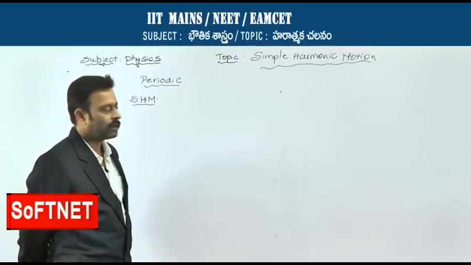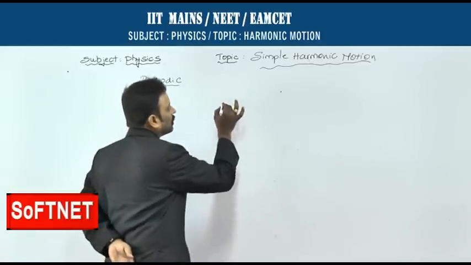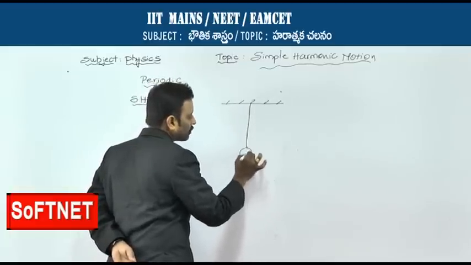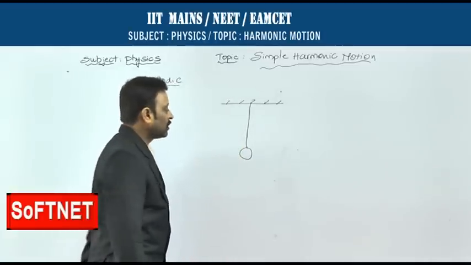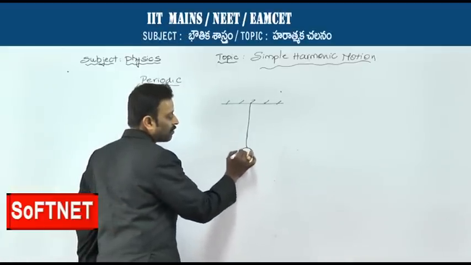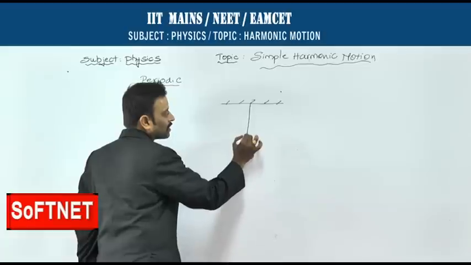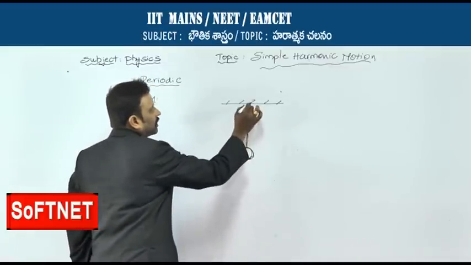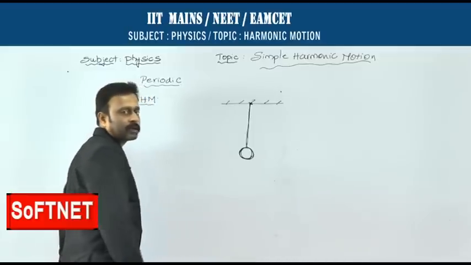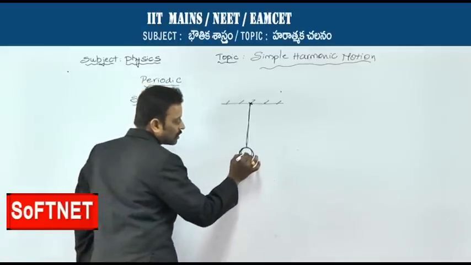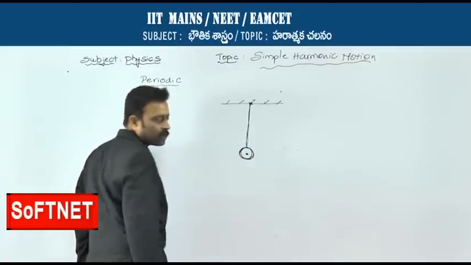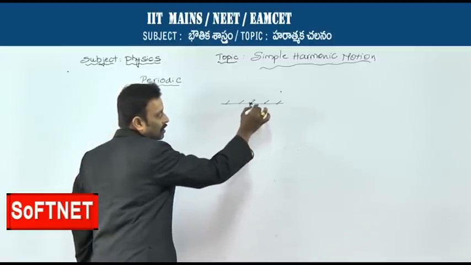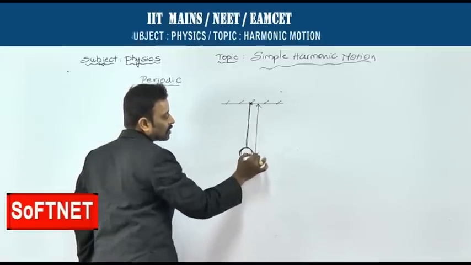In detail, I want to explain simple harmonic motion. For example, take a simple pendulum. A simple pendulum means a heavy metallic bob, a small bob made up of metal, suspended by means of a massless inextensible string. The point from where the pendulum is suspended is called the point of suspension. The center of gravity of the bob is known as the center of oscillation. The distance between the point of suspension and the center of oscillation is called the length of the simple pendulum.